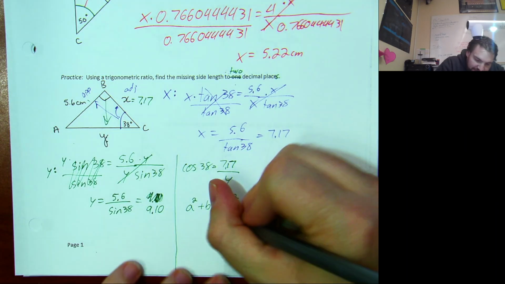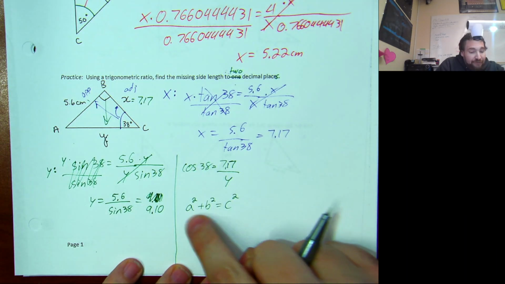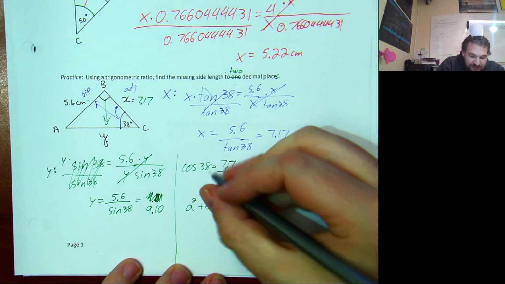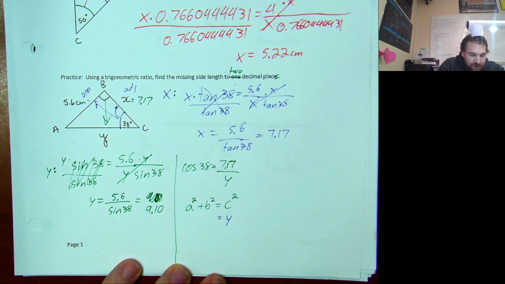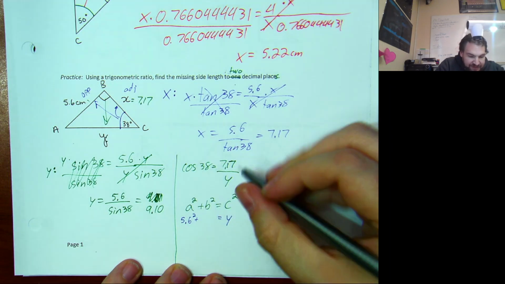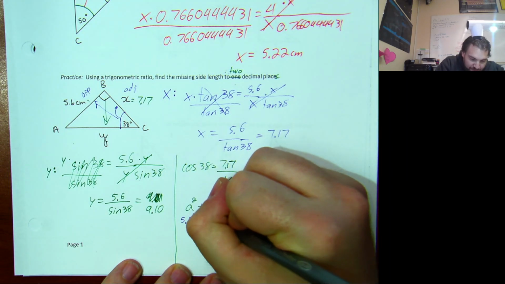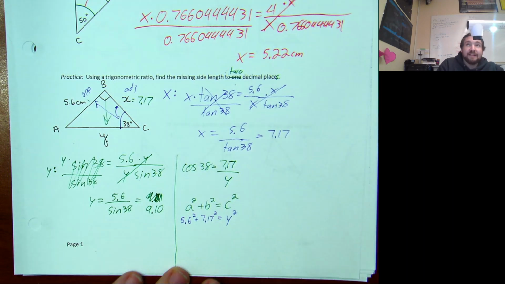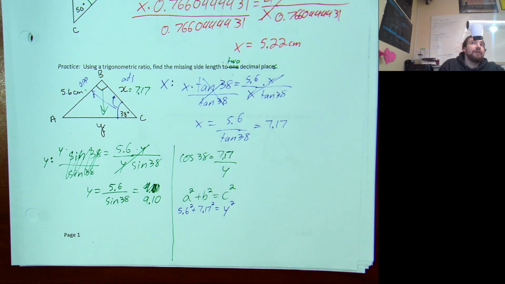So, let's fill it in. And then it doesn't matter, after that we identify the hypotenuse, it does not matter which one is A and which one is B. So let's call A 5.6, and we're going to square it, plus B, which is 7.17, we're going to square that. That's going to equal y squared.